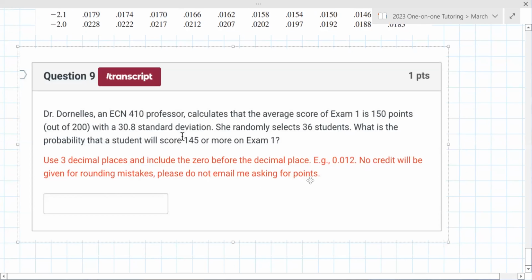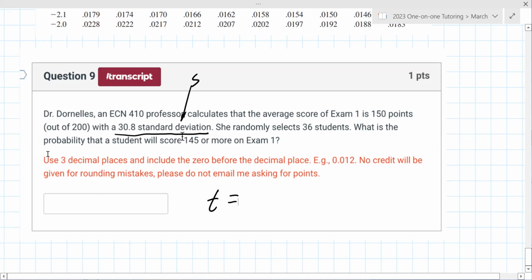Average score in exam 1 is 150 points out of 200. That's the X bar. No, sorry, that's not okay. With a 30.8 standard deviation. So we're not saying it's known. We're just saying there's a standard deviation. You went out and sampled some data and you found a standard deviation. So that's S. That immediately tells you that we're looking for a T.